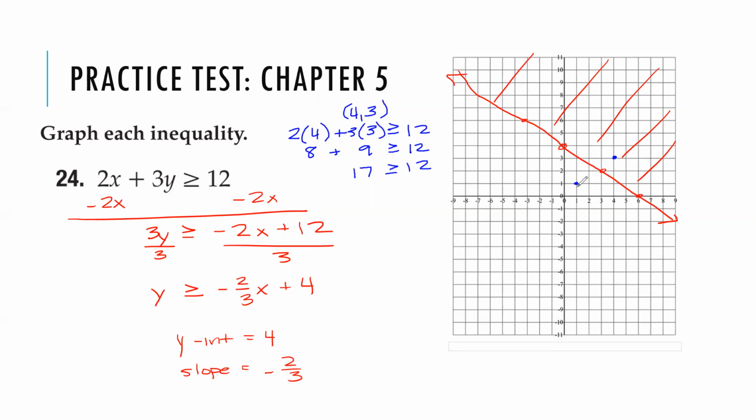If I test one of these points, let's test point 1, 1, okay? So again, put in 1 for x, and y is also 1, greater than or equal to 12, and see if it's true. So 2 times 1 is 2, 3 times 1 is 3. When I add 2 and 3, that's 5. Is 5 greater than or equal to 12? No, it's not. So I know I shaded it correctly. It's everything above the line. Okay?